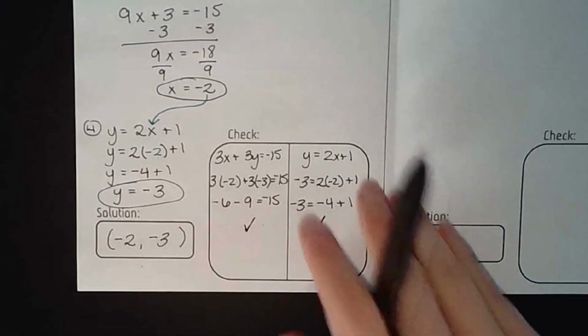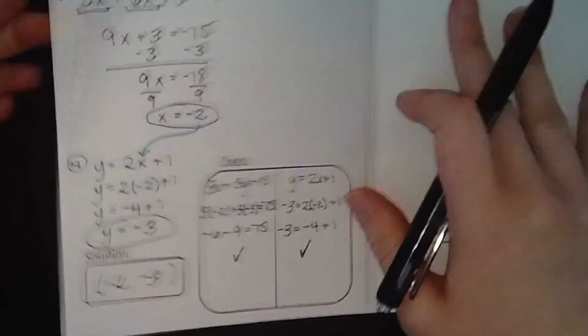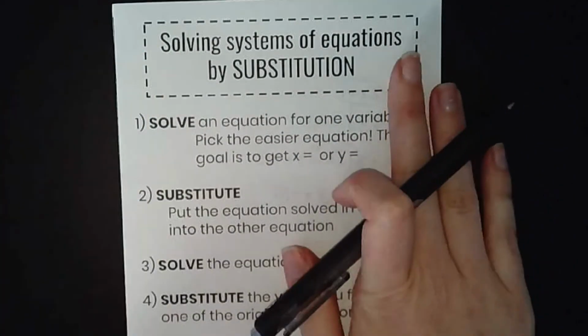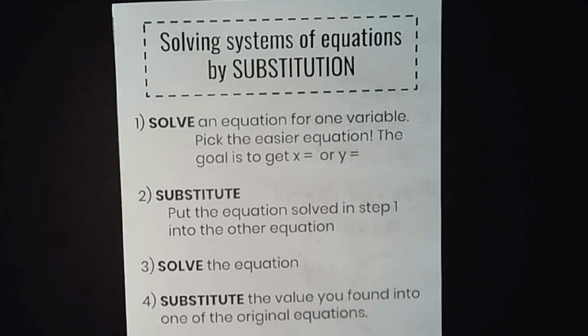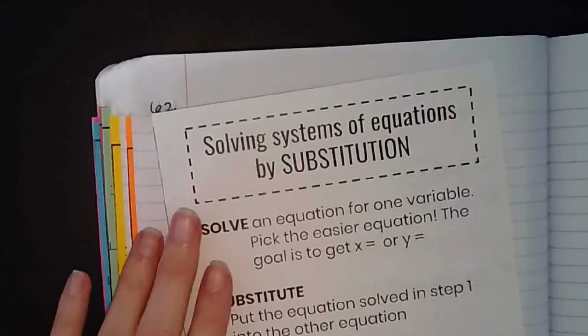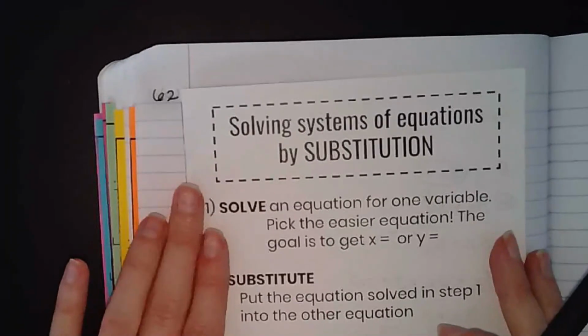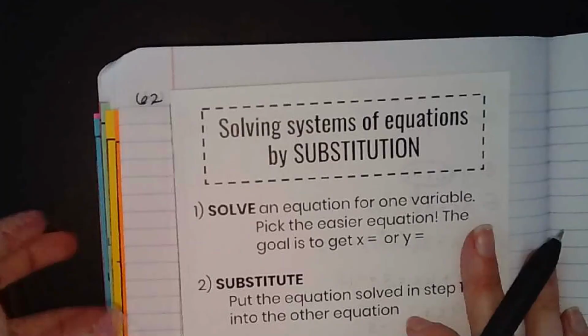So this page is going to get glued into your notebooks on your next blank page. In my notebook, that next blank page is page 62. So in my notebook, these notes are going on page 62. And then we're going to put in one more example on page 63.